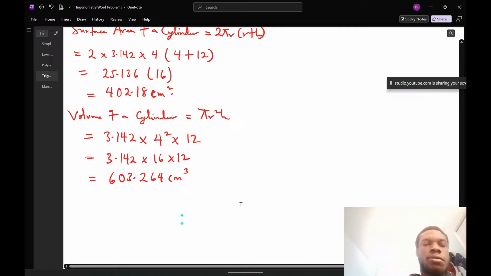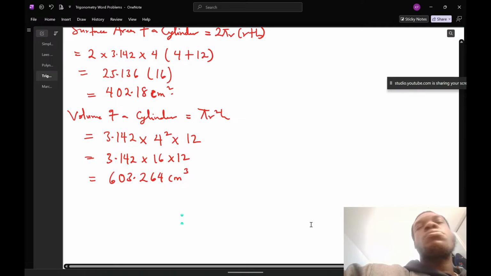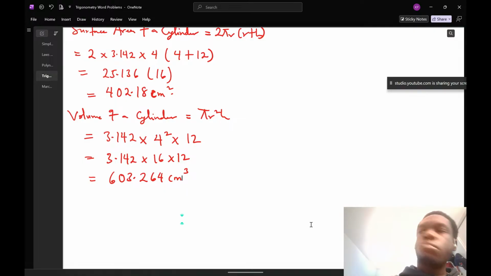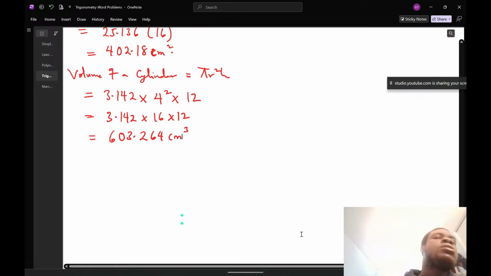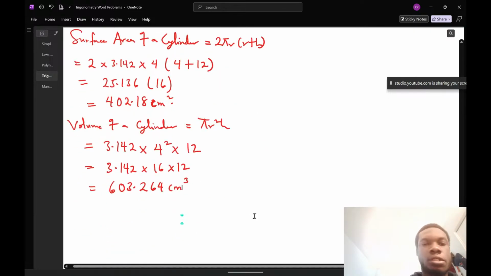So now I want to draw another shape. This one is going to be a triangular prism. This is number 3. Okay, let's do number 4 next.